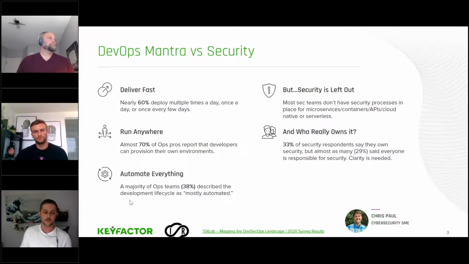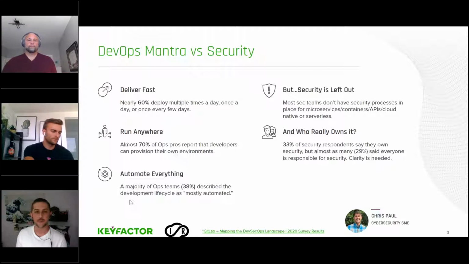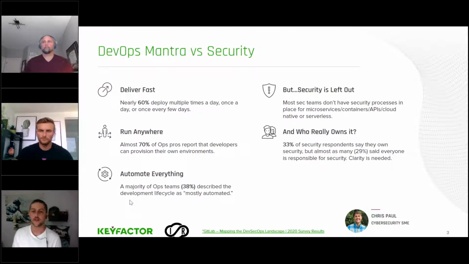A majority of ops, 30%, describe the development lifecycle as mostly automated. I would say it's way more than that, but I trust the numbers on this one. But security is left out, right? The security team is always trailing behind. They're either investigating things that were flagged, and there are tickets that have come in. They're having trouble gauging what's most important on the priority list.